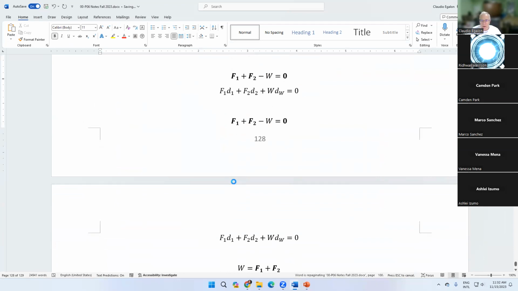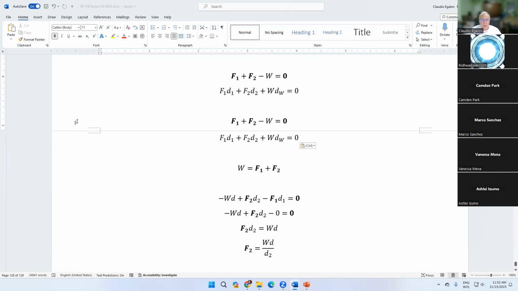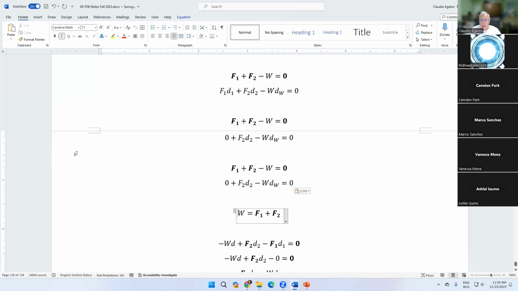I repeat the first equation, even though we are not solving yet. I'm just repeating to keep it in our memory. And I go ahead, determine that the torque of this force F1 is 0 because D1 is 0, not because F1 is 0, but because D1 is equal to 0, the distance from the point of rotation. For this force F2, we have the distance D2, and here we also have the distance DW. Oh, don't forget, we have to put a negative here for the torque. Okay, and now we are almost ready to solve the problem.